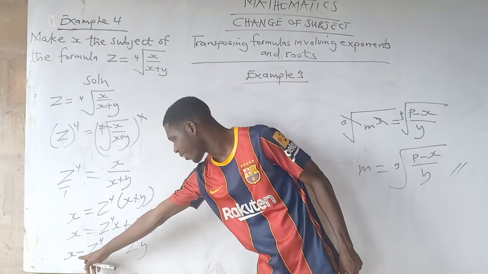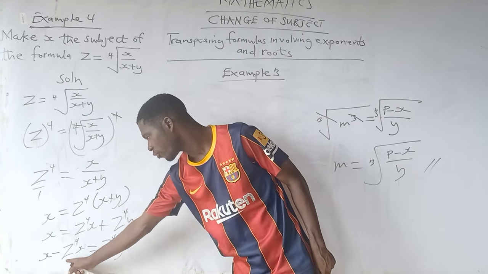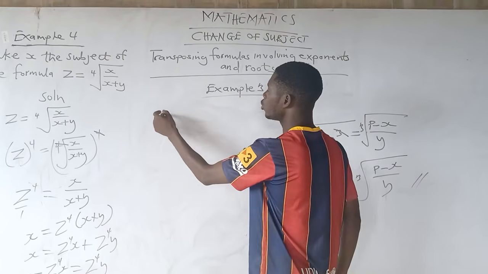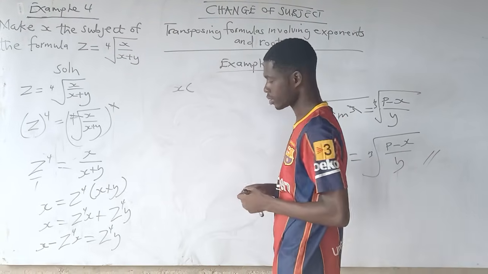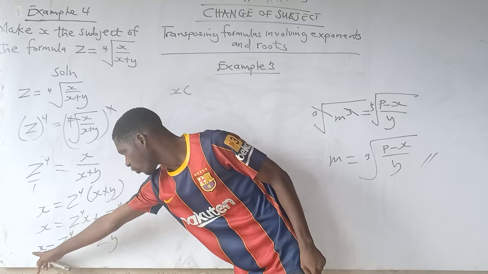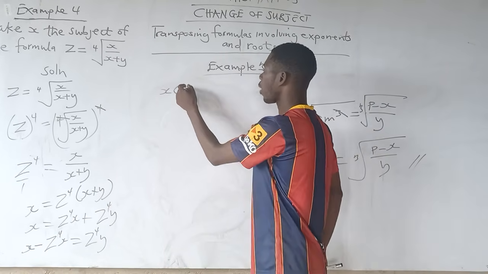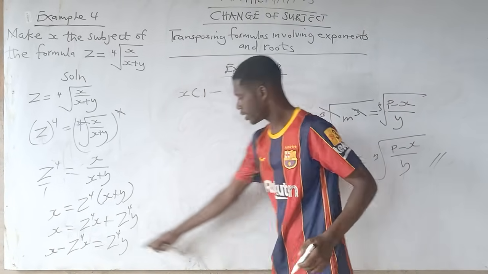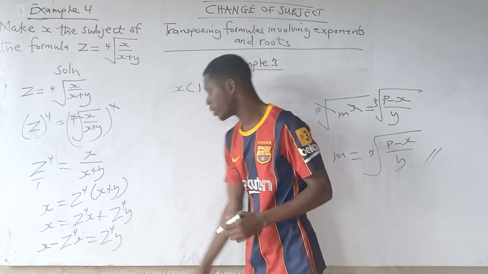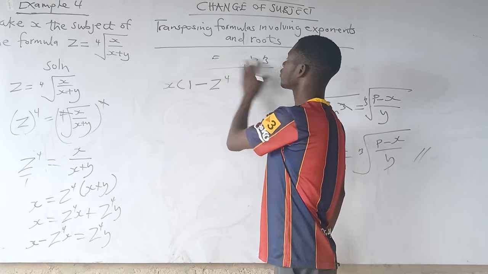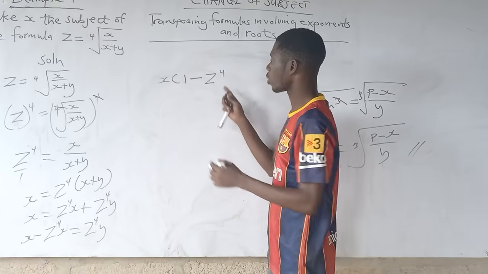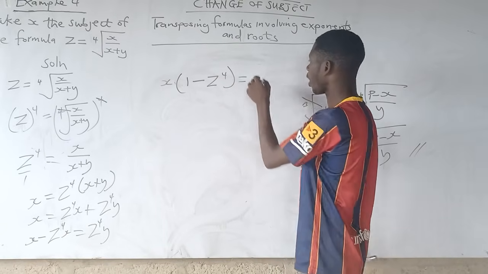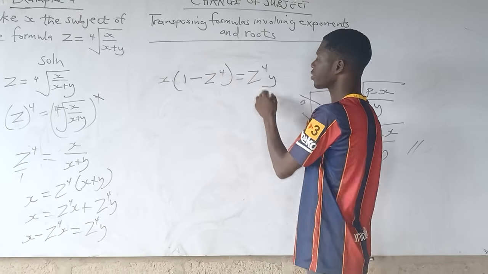Then we can factorize the x out, because we have x here and x here. When you do the factorization, x is out. 1 is in front of it, but you don't write it. So it will be left with what? With 1 minus, now x is out as well for this one, so we are left with z to the power 4, equal to z to the power 4 y.